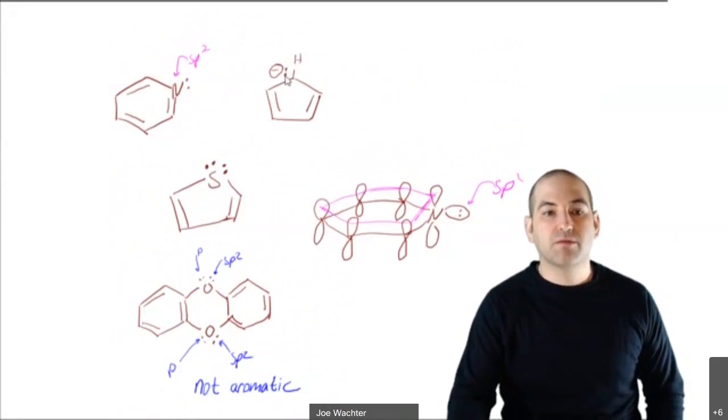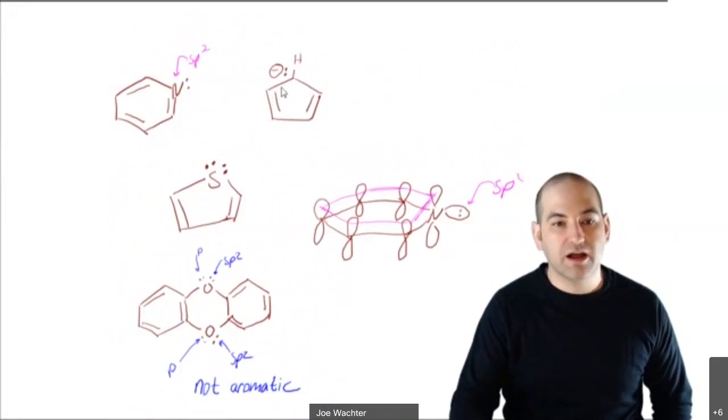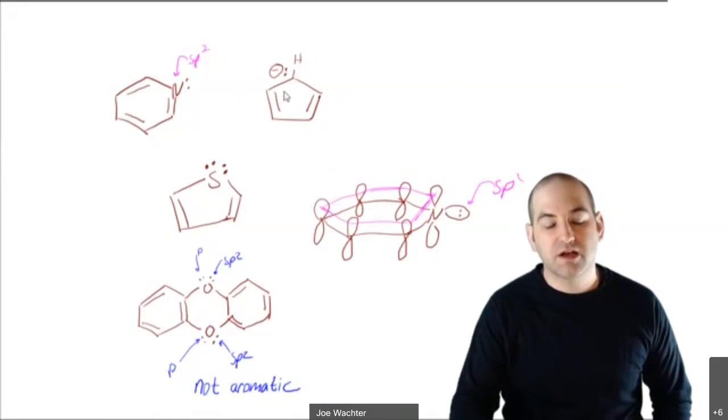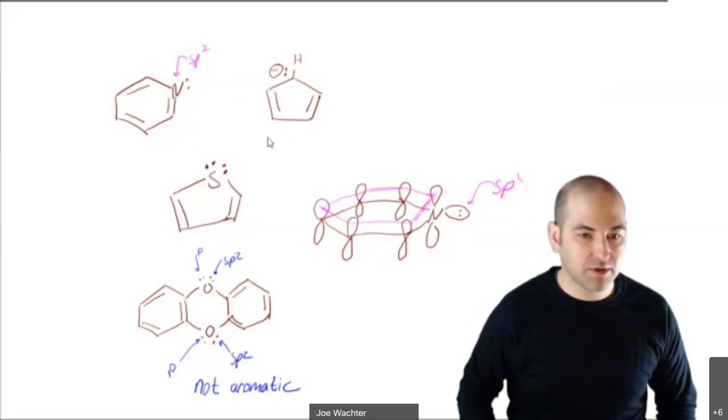Normally, we don't think of carbon anions as stable, but in this case, this is aromatic. One, two, three, four, five, six electrons is aromatic. So if you have cyclopentadiene, you can actually deprotonate it pretty easily because the conjugate base is aromatic and especially stable.